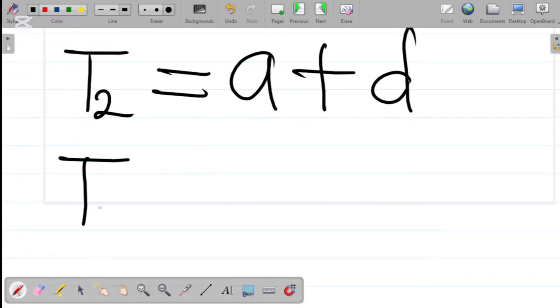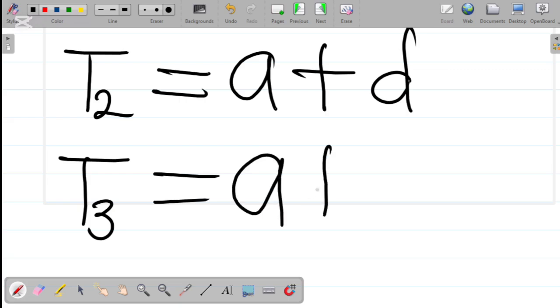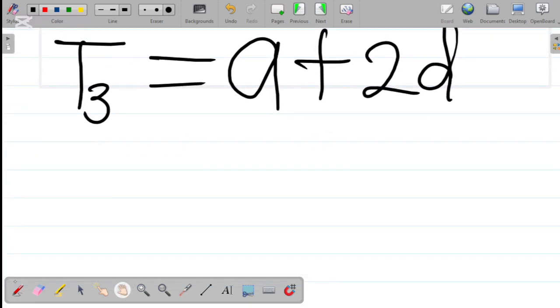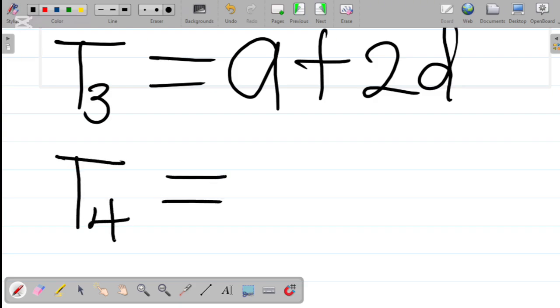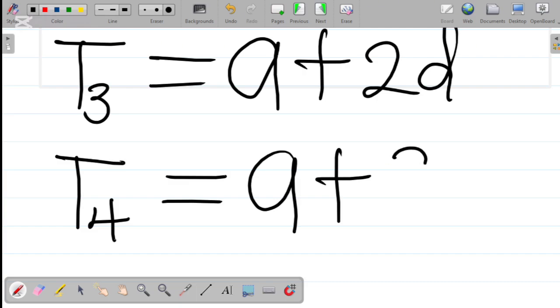All right, let's look at T3. For you to get T3, you also have to add another common difference to T2. So if you add another common difference to T2, you would have a plus what? 2d. All right, let's consider T4. T4 is equal to what? You still add another common difference. So you have here a plus, if you add common difference to 2d, it will give you 3d.